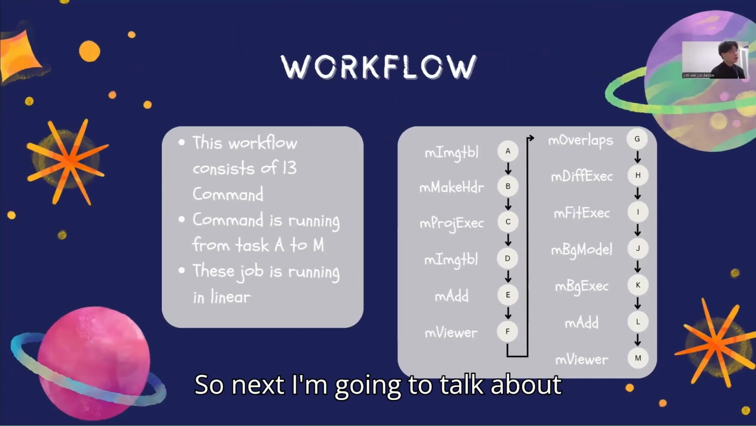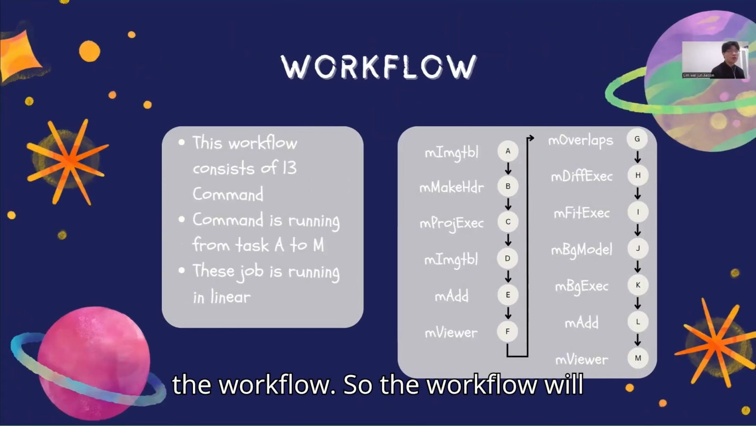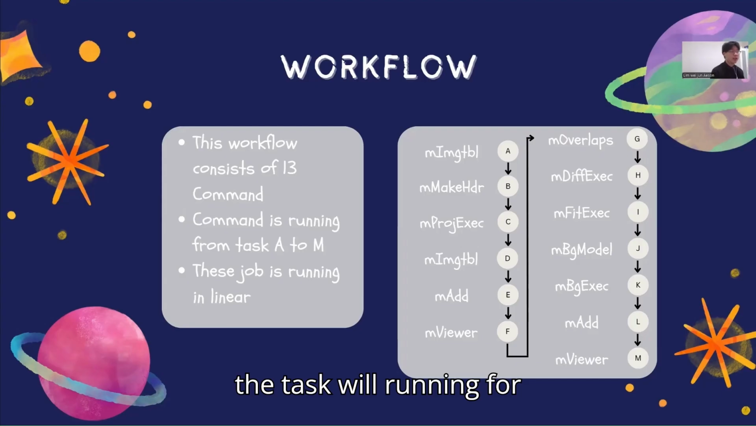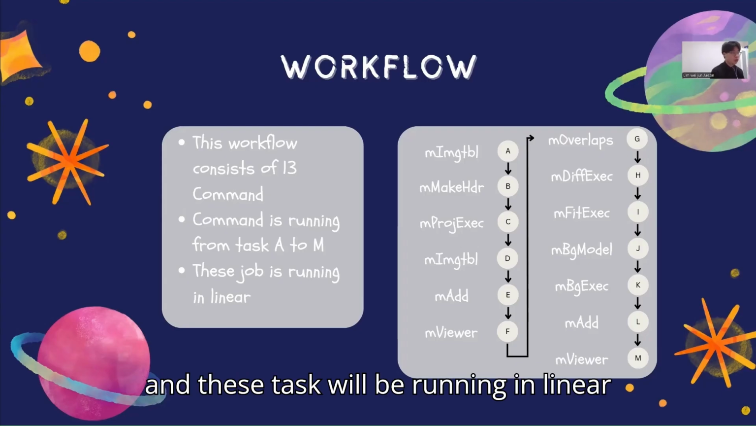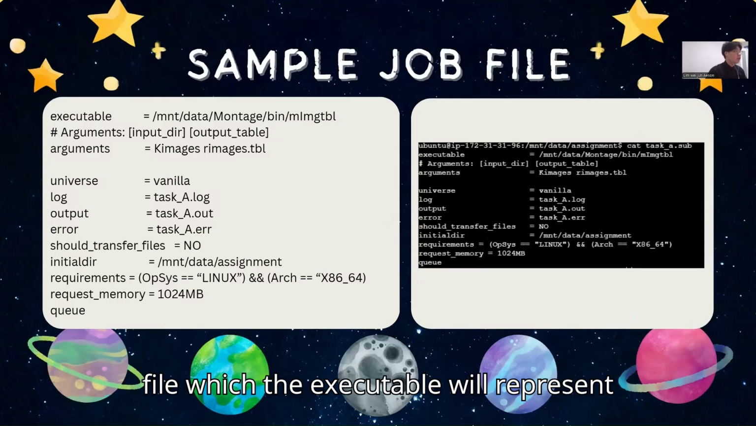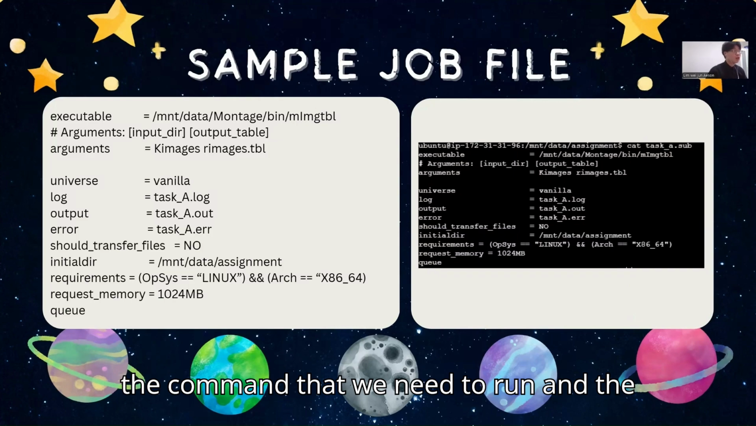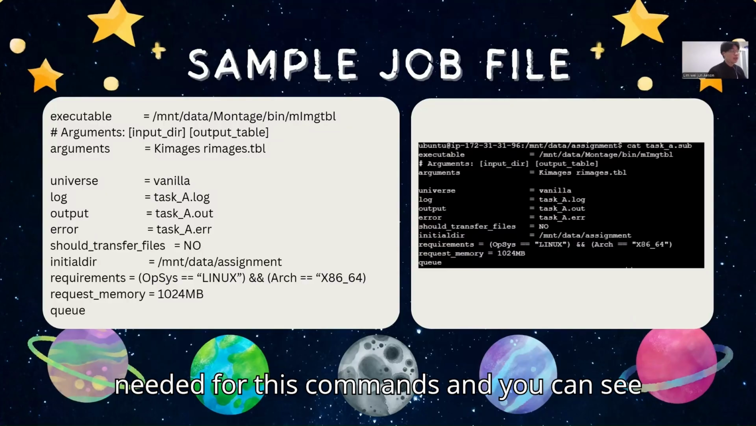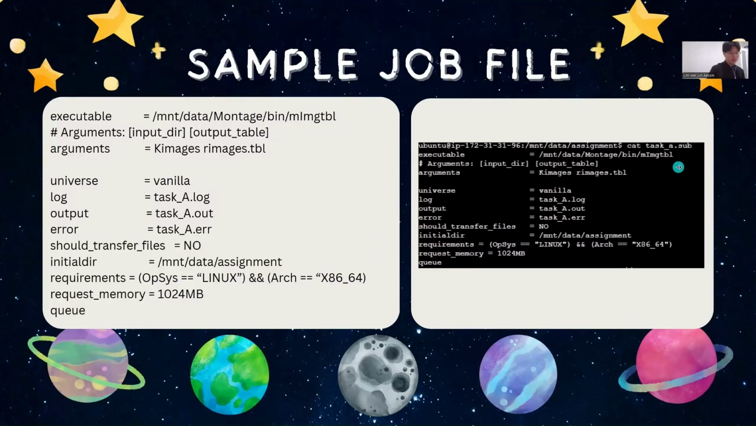Hi guys, I'm Jun. Next I'm going to talk about the workflow. The workflow will distribute the command into each task, and the tasks will run from task A until task M. These tasks will be running in linear order. Next, this is the sample job file, where the executable represents the command that we need to run, and the argument represents the input needed for this command. And you can see this is the sample output in our AWS.